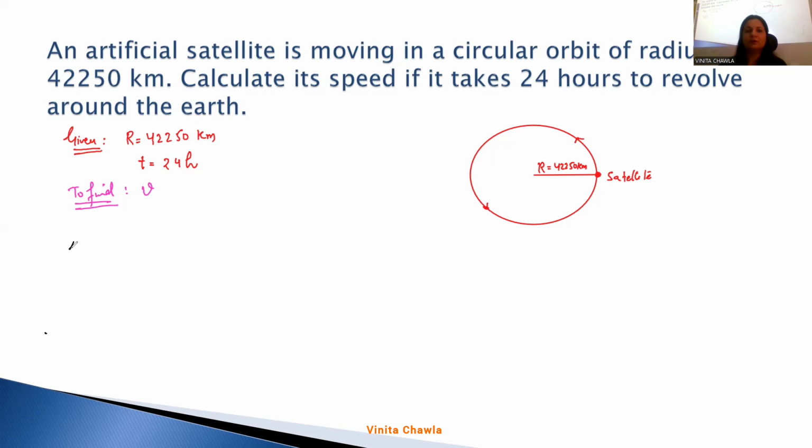Write the solution. See, because you can see that radius is in kilometer and time is in hours, we'll get the velocity in kilometer per hour. So we don't need to convert this into meter per second. We can simply put the values and we'll get the velocity in kilometer per hour only. So v is equal to 2 pi r upon t. Now put the values. It's 2 into pi is 3.14 and r is 42250 divided by 24. Okay, now solve this for me.